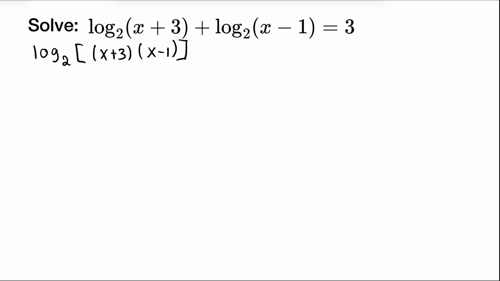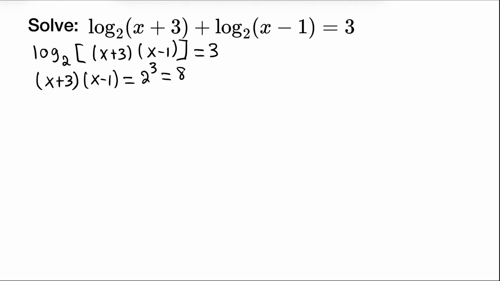So I'm going to set this equal to 3, and I want you to see that we can rewrite it in exponential form, because all we're doing is rewriting x plus 3 times x minus 1 set equal to 2 raised to the third power. So let's go ahead and do that. And that is, like I said, x plus 3 times x minus 1 equals 2 raised to the third power. And we know that 2 raised to the third power equals 8.